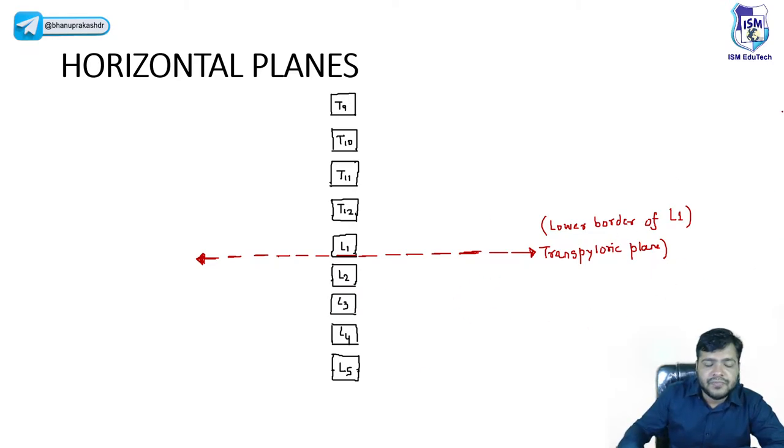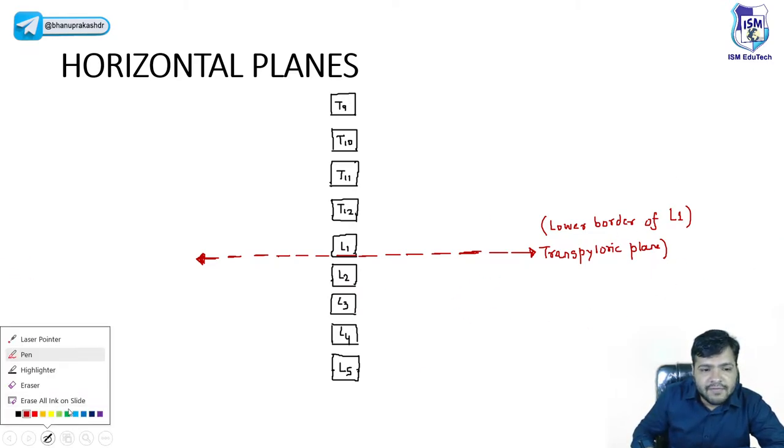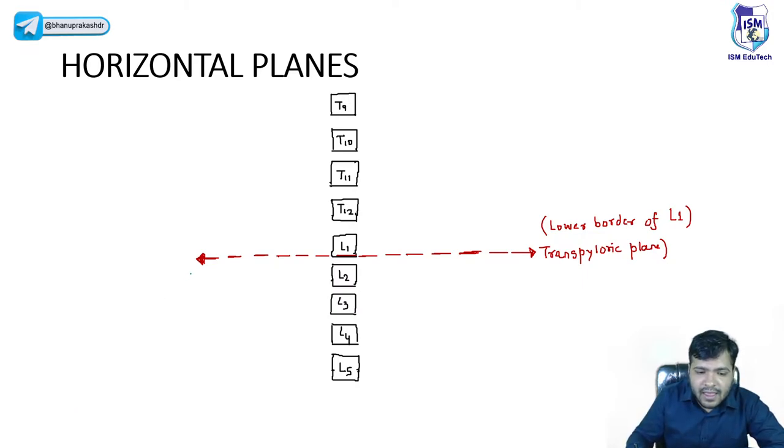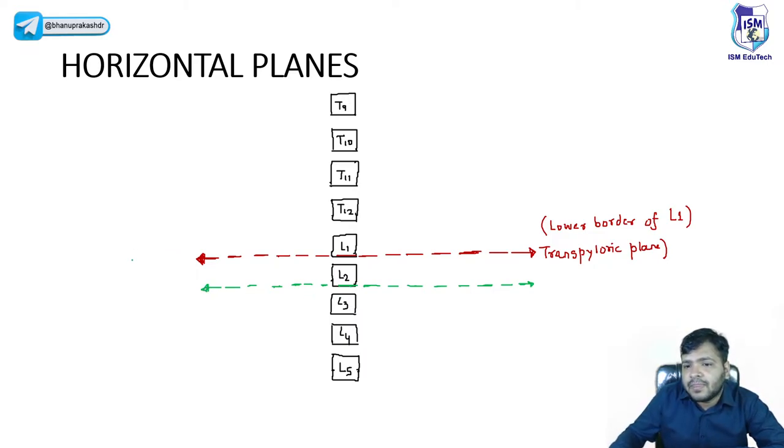Guys, remember now, we have another plane that is passing at the lower border of the L2. And the name of this plane, can anyone tell me? It is the subcostal plane, right? The subcostal plane.